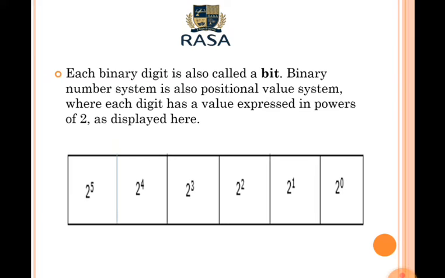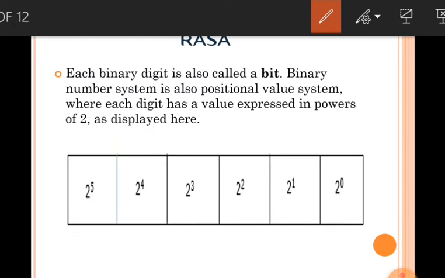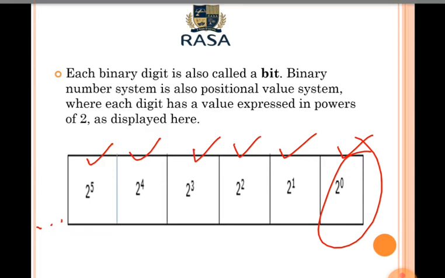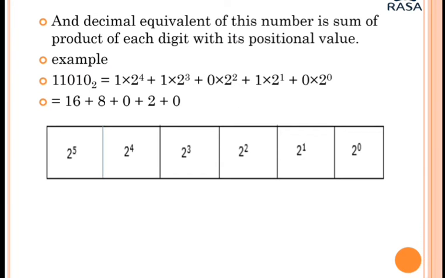And as you learn in the decimal, the base is 10. So in the first table the base is 10 and 10 to the power 0. As here in binary the base is 2. So 2 to the power 0, 2 to the power 1, 2 to the power 2, 3, 4, 5 and so on. And decimal equivalent of this number is sum of product of each digit with its positional value.